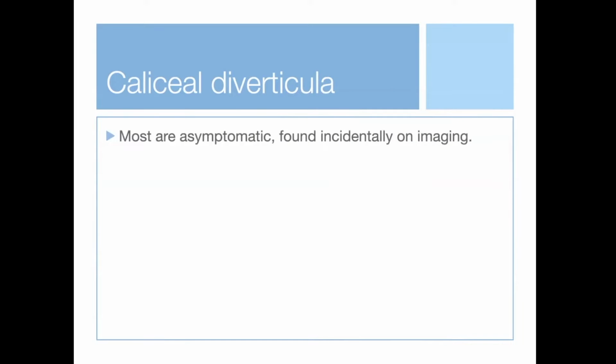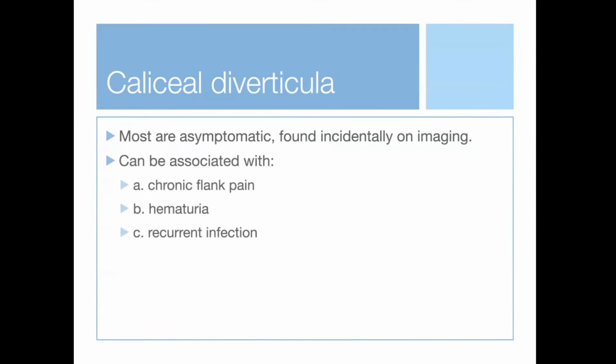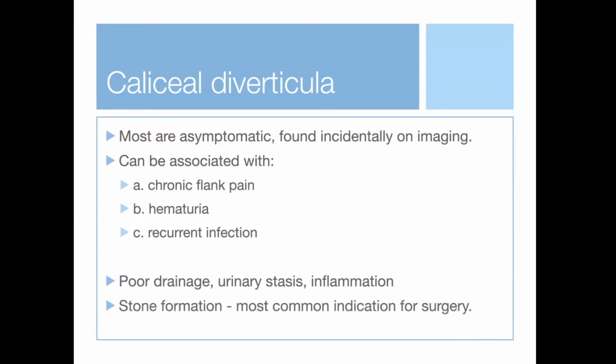So most of these diverticula are asymptomatic and found incidentally on contrast imaging, but they can be associated with chronic flank pain, hematuria, or recurrent urinary tract infections. They have some potential for poor drainage and urinary stasis and inflammation. And stone formation is relatively common and is a common indication for surgery.